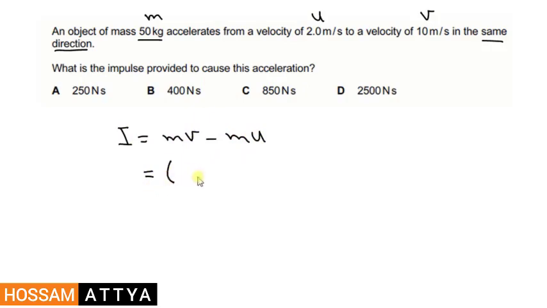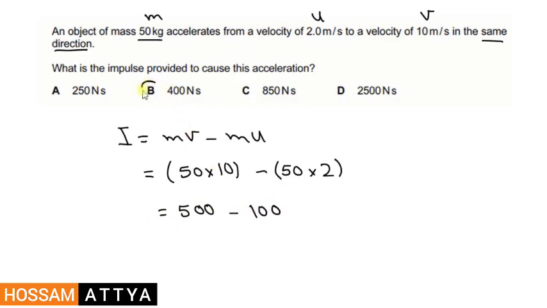So the mass is 50 times the final velocity, 10, minus the mass, again 50, times the initial velocity, 2. Here I didn't change the sign for both v and u since both are in the same direction. So it's equal to 500 minus 100. So the answer is 400 newton seconds.